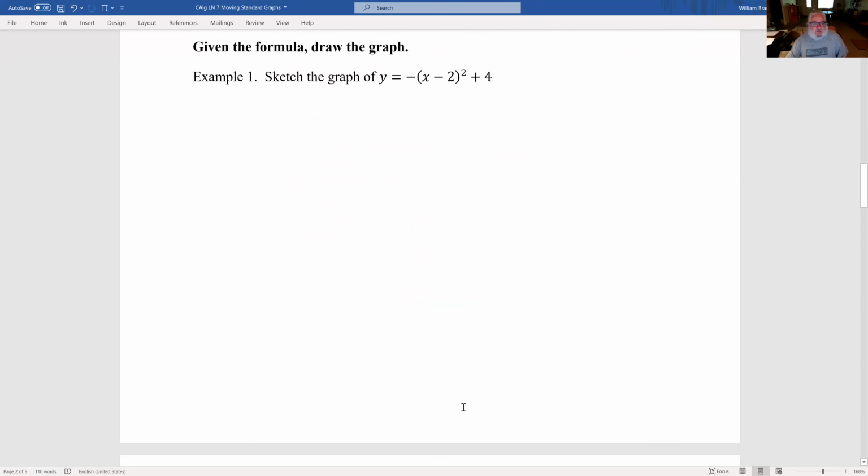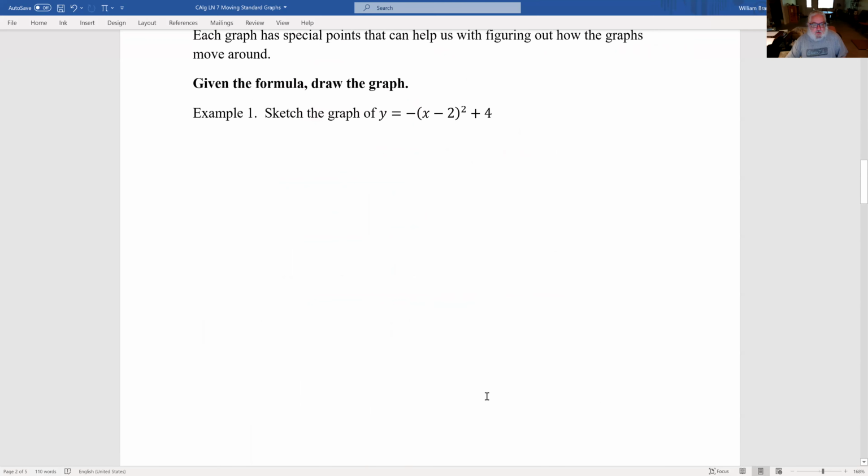So here's a formula, y equals -(x minus 2) quantity squared plus 4. So we want to draw the graph of this. First thing we need is, what is the standard function that we're dealing with? Is it absolute value, squaring or square root? That's y equals x squared, right? It's a squaring function, you can tell because it's got a square in it.